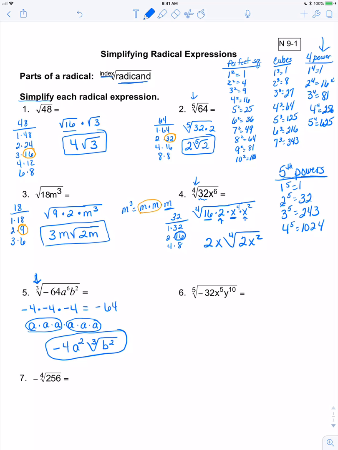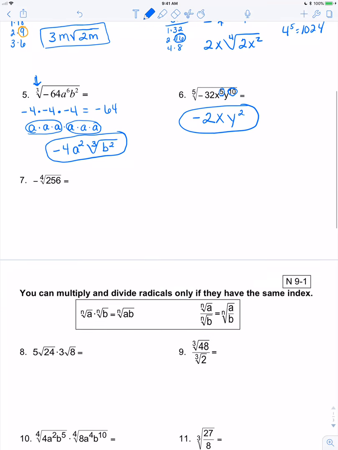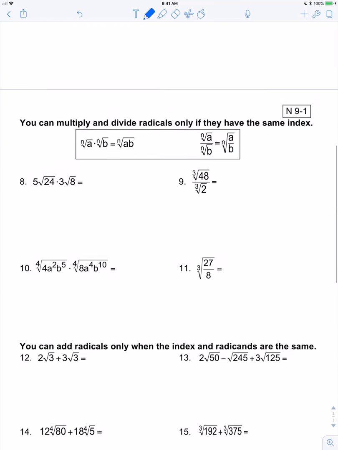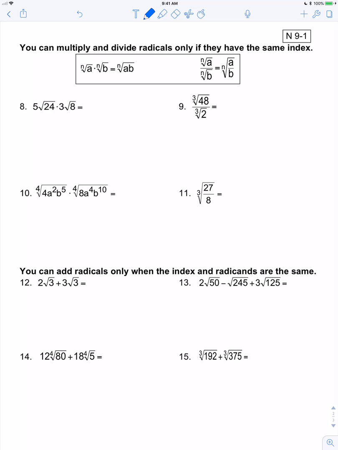Okay, so the 5th root, number 6 over here, the 5th root of -32, well, you see 32 is also in my list, so that's going to be -2. X to the 5th, well, he has 5 friends, so he gets to come out as an x. Well, y to the 10th is 2 sets of 5, so y squared gets to come outside the radical. And we don't have anything left inside. So there's your answer to that one. Okay, I know this video is going to get a little bit longer, but it covers a lot of material.